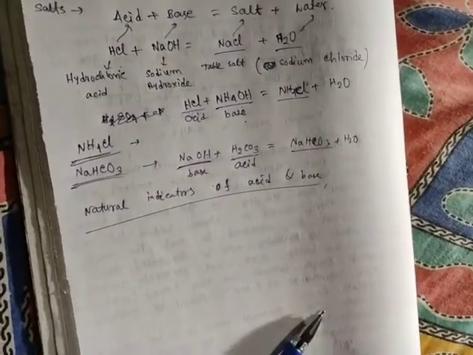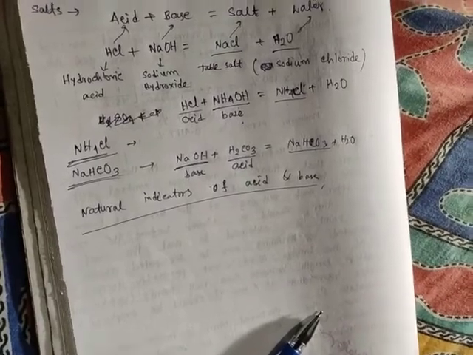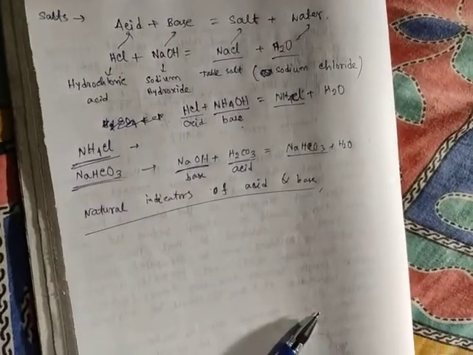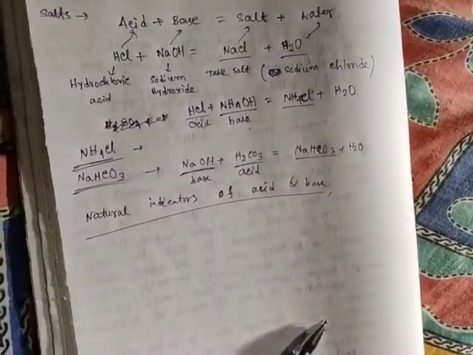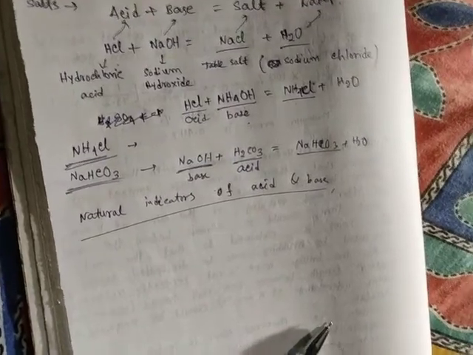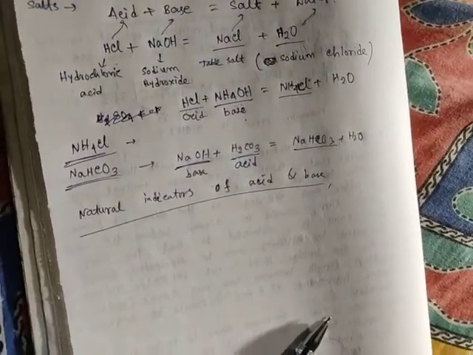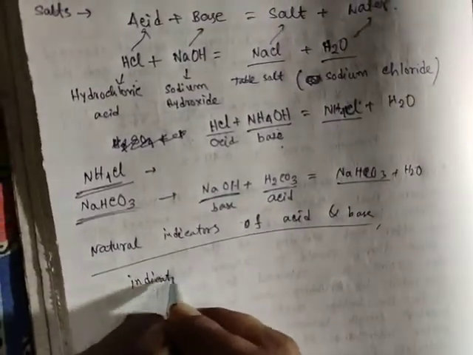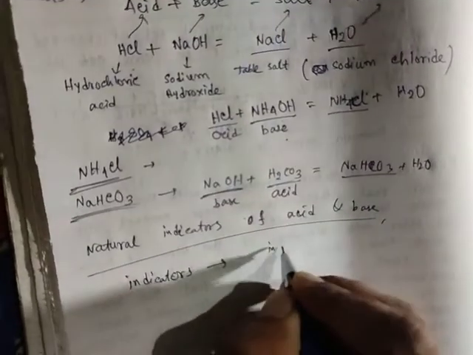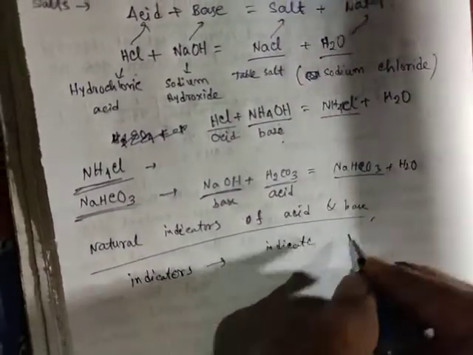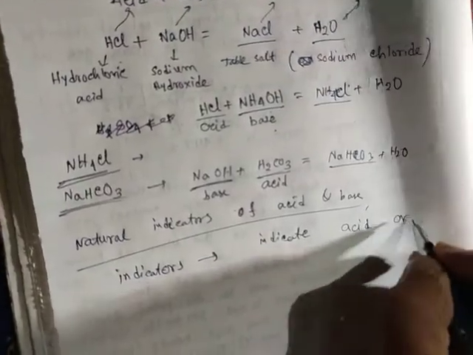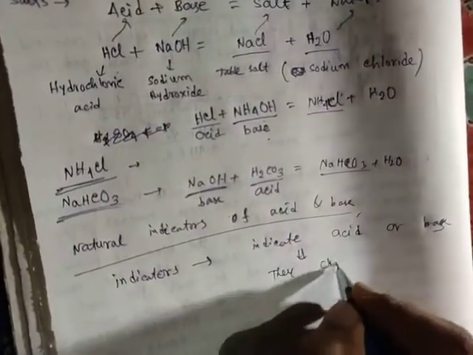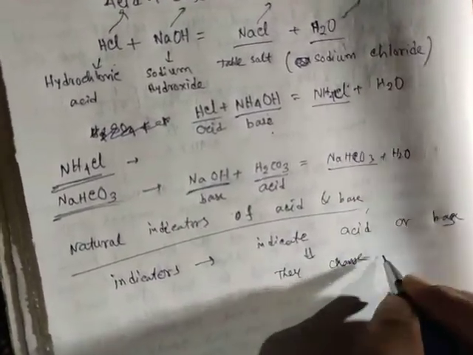Suppose you are given a liquid, how can you recognize whether it is acid or base? With the help of indicators we can easily say whether it is acid or base. And how do they do it? They change their color. Indicators indicate acid or base. How? They change their color.